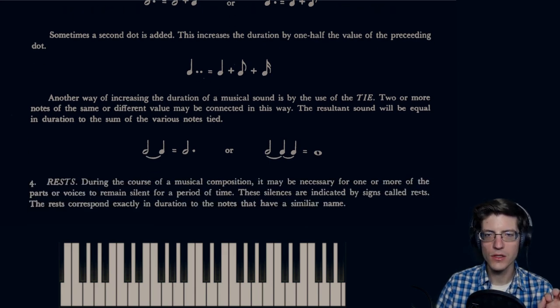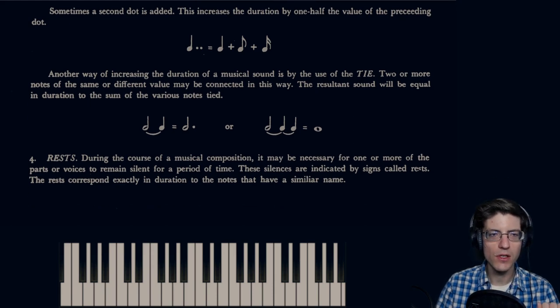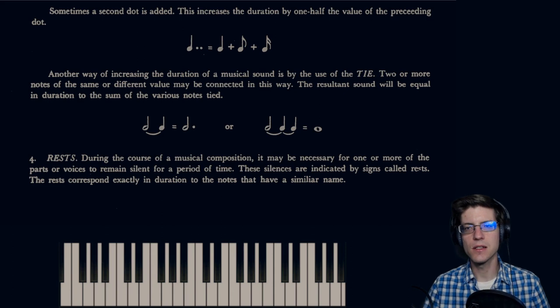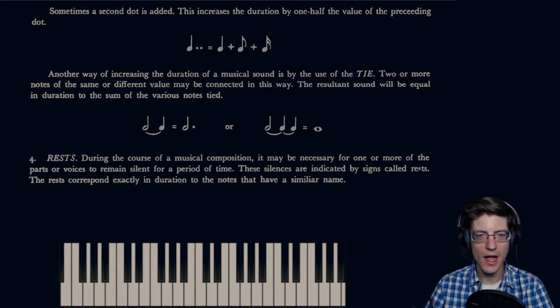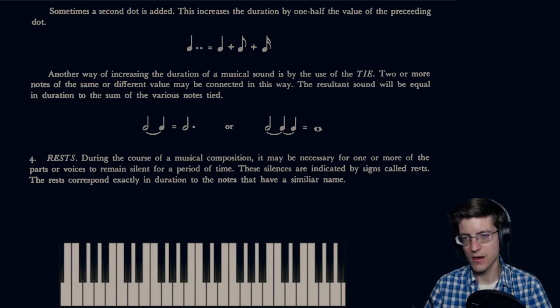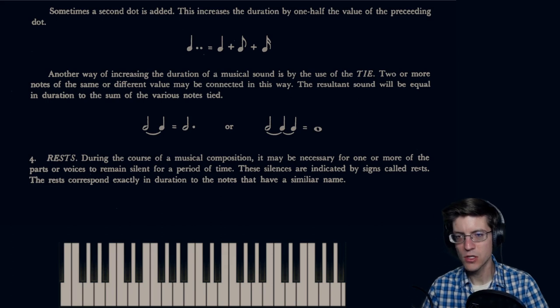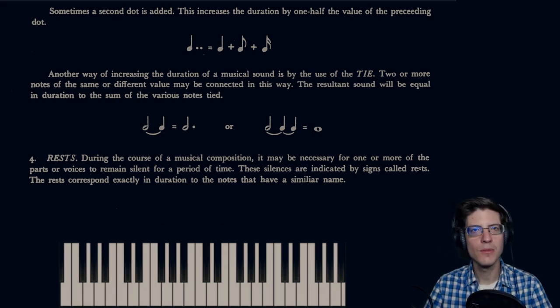Another way of increasing the duration of the music is by the use of the tie. Two or more notes of the same or different value may be connected in this way. The resultant sound will be equal in duration to the sum of the various notes tied. So if you have a tied half and quarter note, that is the same as a dotted half note. Or if you have a half note tied to a quarter note and then a quarter note, it has the same duration as if it were a whole note.